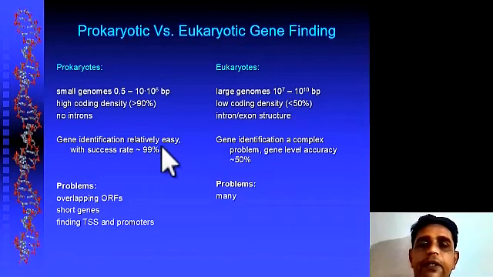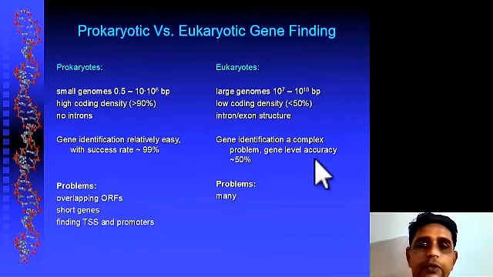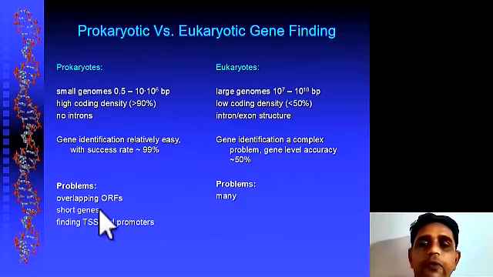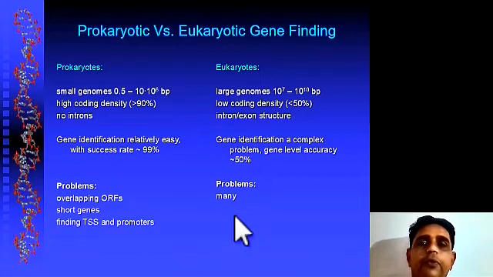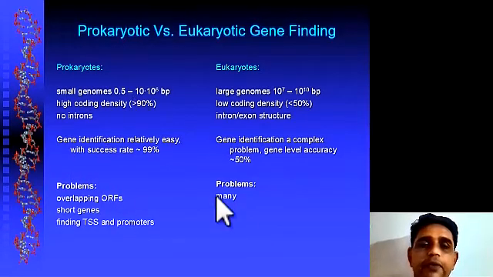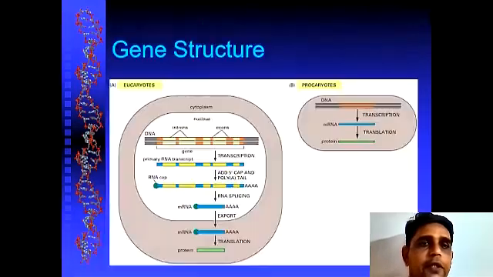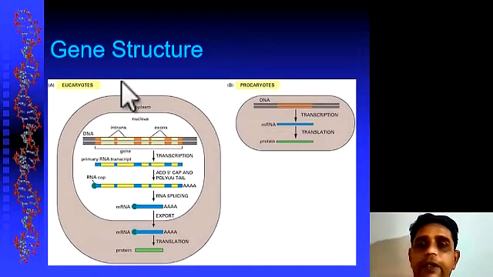Gene identification is relatively easy, with a success rate of around 99% in the case of prokaryotes, whereas gene identification with the help of computational methods is quite difficult in the case of eukaryotes, with only a 50% probability of getting good results. The basic problems in prokaryotes are overlapping ORFs, short genes, and some TSS and promoters. In eukaryotes, we will have a lot of problems. So that is the basic comparison of prokaryotic and eukaryotic gene finding methods. Prokaryotic gene finding methods are quite successful in science.